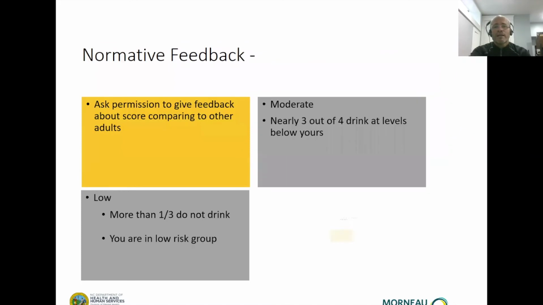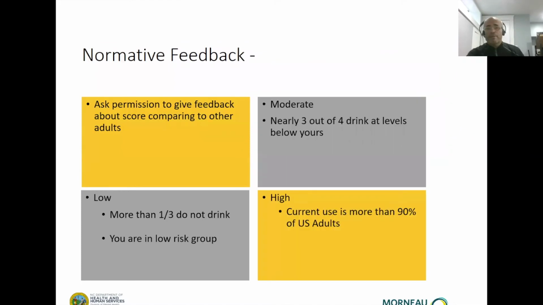Now, when we're providing the normative feedback, and that's what I'm saying here with this slide, and what the rest of the nation, those who drink or don't drink, look like, sometimes it's a sensitive subject matter. If you're at the high level, most clients know that internally a lot of times, because they've been there for a certain amount of time. People have told them, doctors have told them, so they know. But it's still good to let them know where they lie in the population.